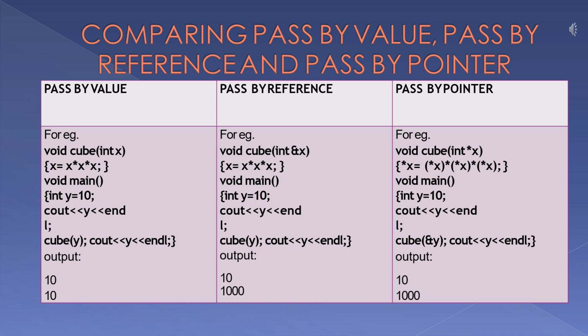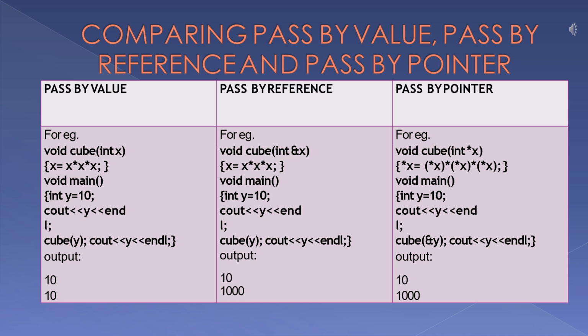This is an example for pass by value. You're passing from the main function cube of y and you're accepting it in the function cube as int x. So y will be copied to x. So x is changed to x into x into x, but no change has happened to the variable y. When you are giving the output, y equal to 10, after calling the function also y equal to 10.